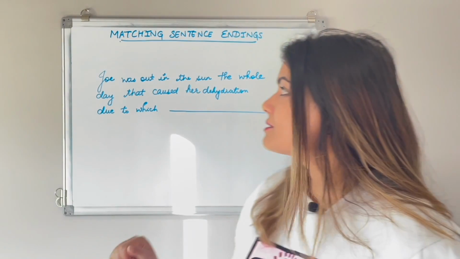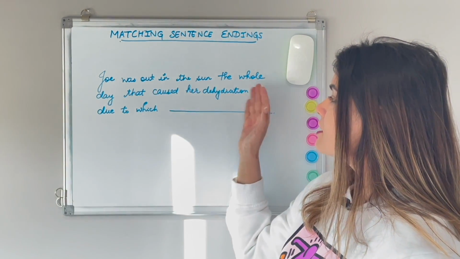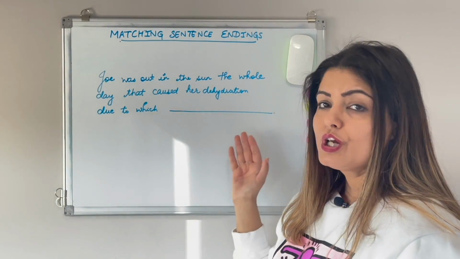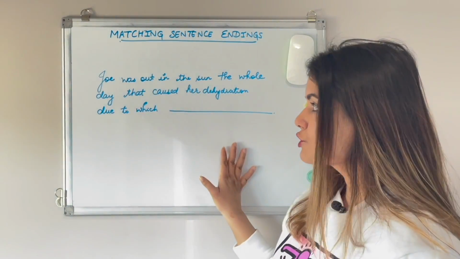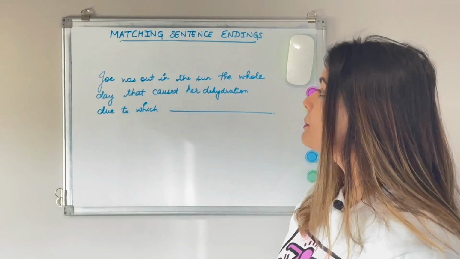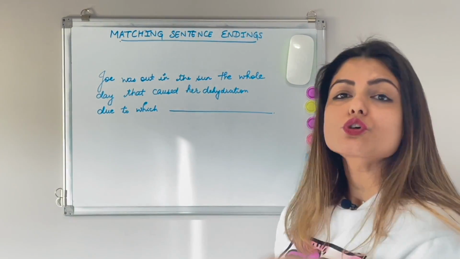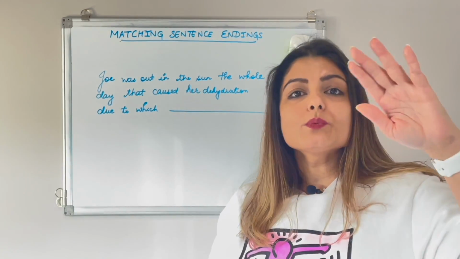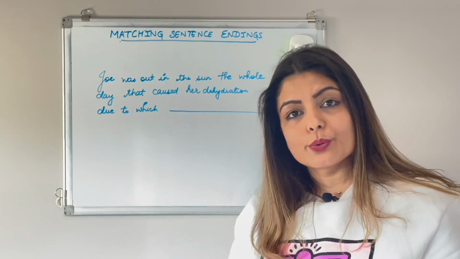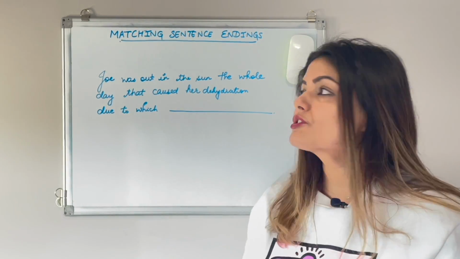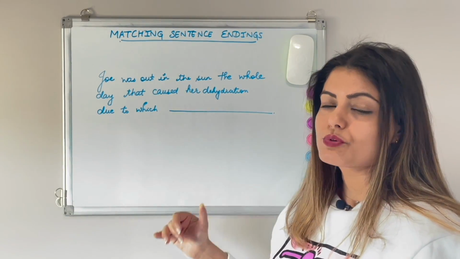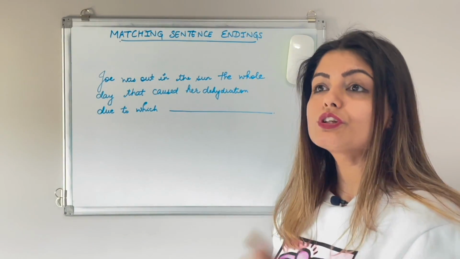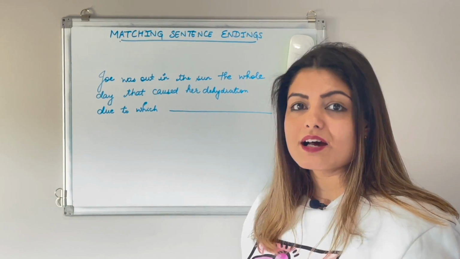So let's look at this example. Jo was out in the sun the whole day. That caused her dehydration, due to which dash. So now the moment we look at this question, we would know that they are talking about Jo being out in the sun, which caused her dehydration, and something happened after dehydration. So when we are skimming through the paragraph, we would know that we have to look for the information that something happened after dehydration. So when we are reading the paragraph, we can just focus on that information. This way we would be able to find this answer more quickly.